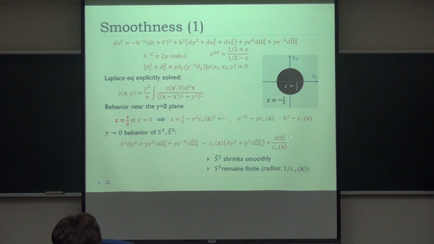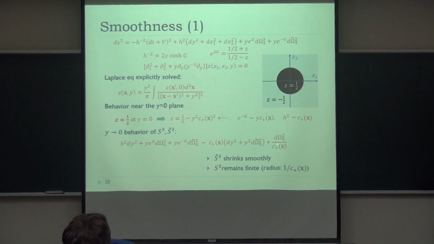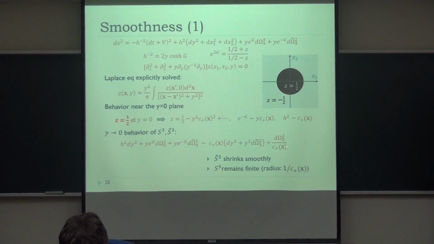And on the other hand, you have this other sphere. So this was S3 tilde, but you have S3, and this S3 remains finite because this is the radius, basically the radius squared, and it's finite. Okay, so as you approach this black point, one S3 shrinks, S3 tilde, but the other S3 is finite. Sorry, I said many things, but is it clear?